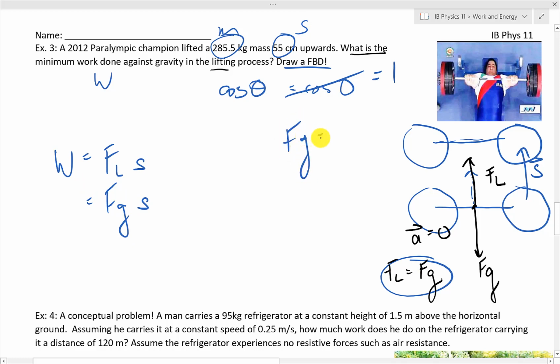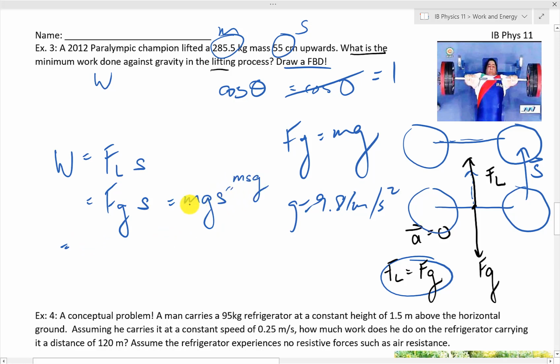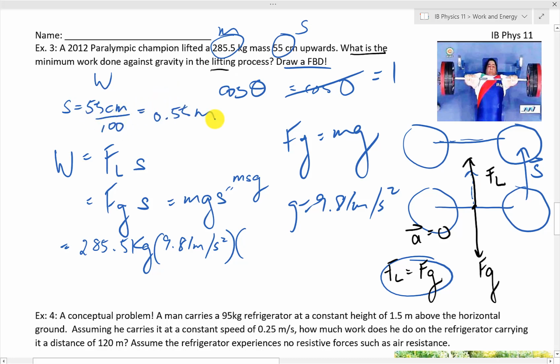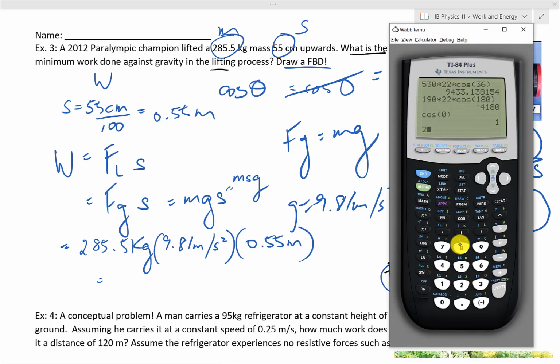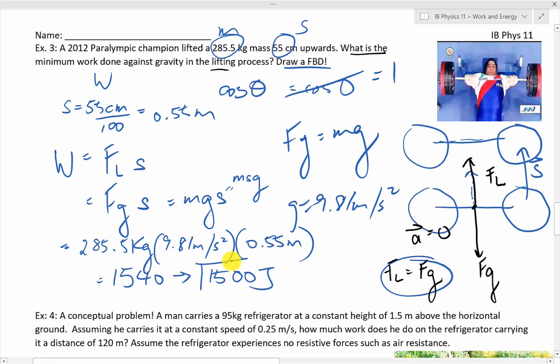Fg, we know, is equal to mass times gravity, in which gravity is 9.81 meters per second squared. So then this becomes mgs. So close, MSG. Why not? Because if you multiply, order doesn't matter, right? So the mass we have is 285.5, gravity is 9.81, and displacement is 55 centimeters, which we need to convert to meters by dividing by 100, giving us 0.55 meters. Putting it in the calculator gives us 1540, which rounds up to 1500 joules.